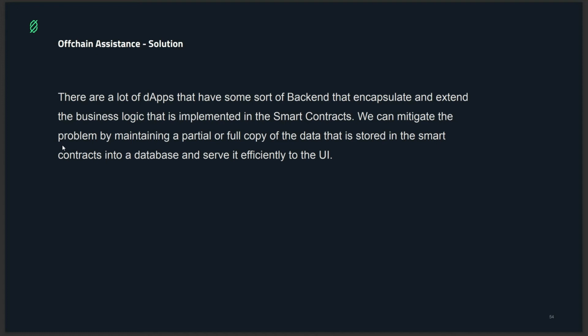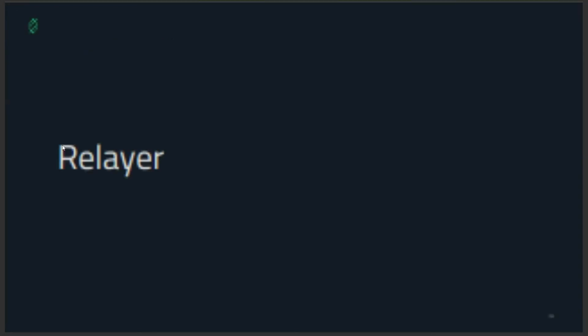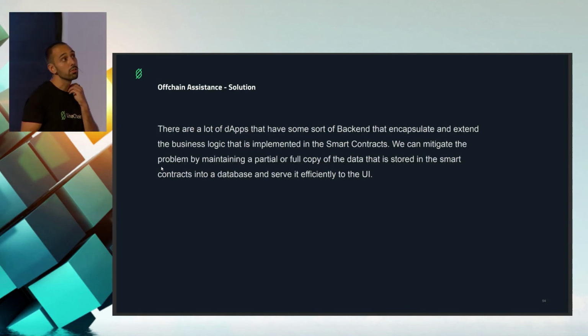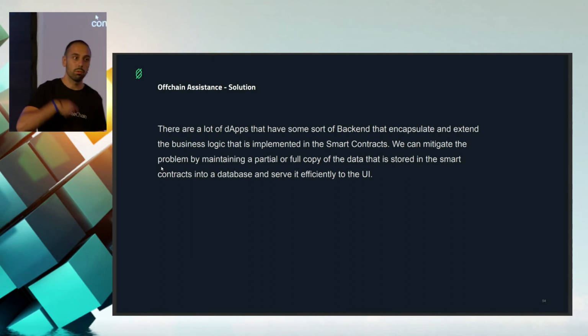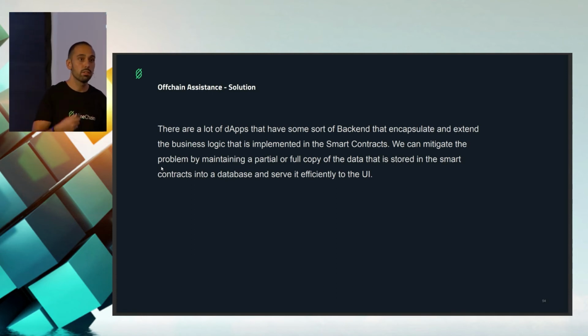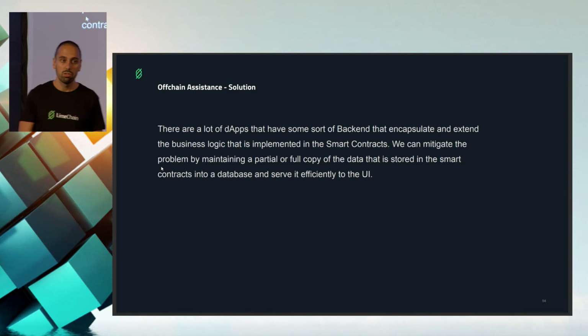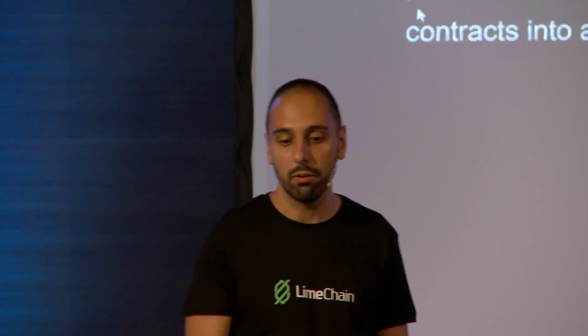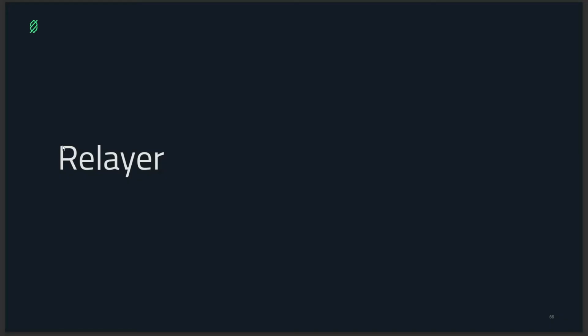So yeah, you can maintain a partial or full copy of the data that is stored in the smart contracts, and then efficiently show it in the UI. A better version of this is known as The Graph, which is a system that allows you to index smart contracts and things that are happening inside the smart contracts. And it's also decentralized, which is kind of this off-chain assistance, but made in a decentralized way. A lot, if not all, of the newest decentralized applications that are building on EVM-based networks are using The Graph now. I think this is the last one, by the way, bear with me.